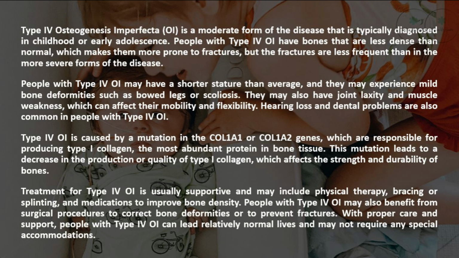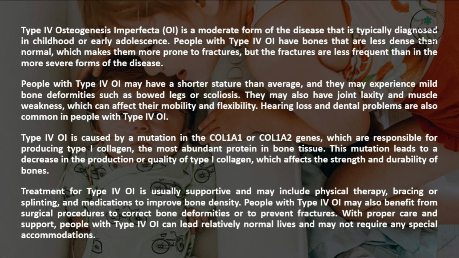Type 4. Moderate OI. Type 4 osteogenesis imperfecta is a moderate form of the disease that is typically diagnosed in childhood or early adolescence. People with type 4 OI have bones that are less dense than normal, which makes them more prone to fractures, but the fractures are less frequent than in the more severe forms of the disease. People with type 4 OI may have a shorter stature than average, and they may experience mild bone deformities such as bowed legs or scoliosis.